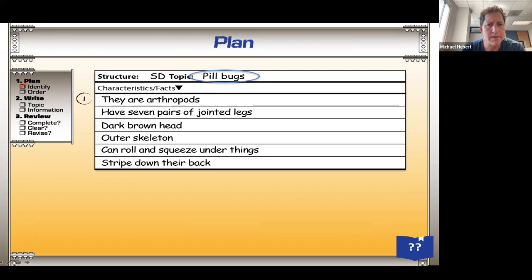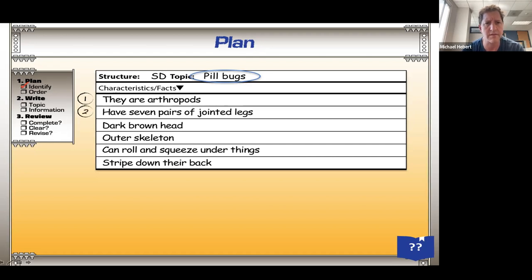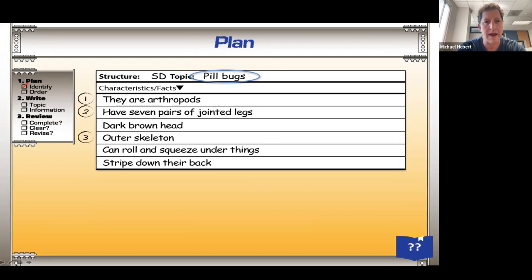All right. Let's see. I know that it says a few things about their body. If they're arthropods, maybe it has something to do with them having 7 pairs of jointed legs. So I'm going to put that second because I think that's important. After that, I think it's really interesting that they can roll up and squeeze under things, but I want to stick with other parts of their body. They've got an outer skeleton here. I'm going to put that as third, because that's a really important part of their body.